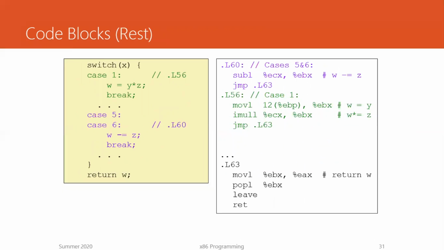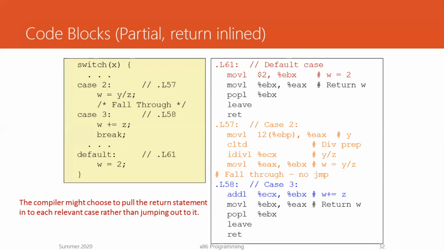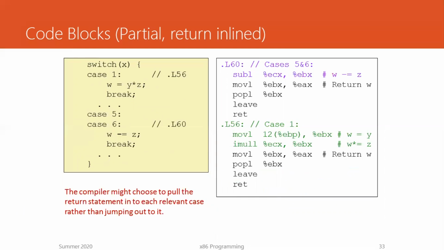The important thing to notice for the rest of our code blocks in our switch statement example is that you have returns after every single block of code that has breaks, and for case 5 and 6 they are both mapped to .L60 because of missing code block in case 5. The compiler might choose to pull the return statement into each relevant case rather than jumping out of it. As opposed to what we saw earlier, in this version of implementation, the compiler opts to place the return logic inside each relevant case. Okay. And similarly, as previously, case 5 and 6 have been merged into one block of code. This time, the implementation places the return logic inside the block.